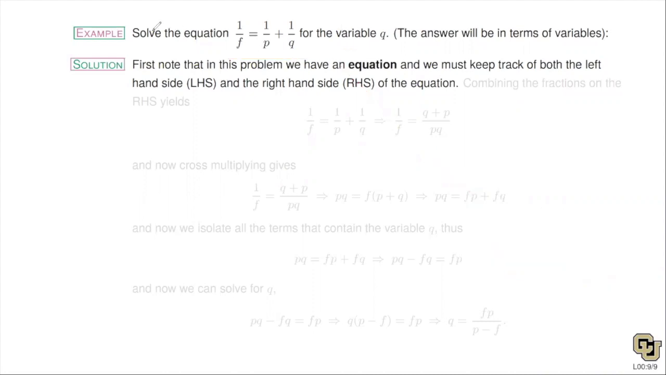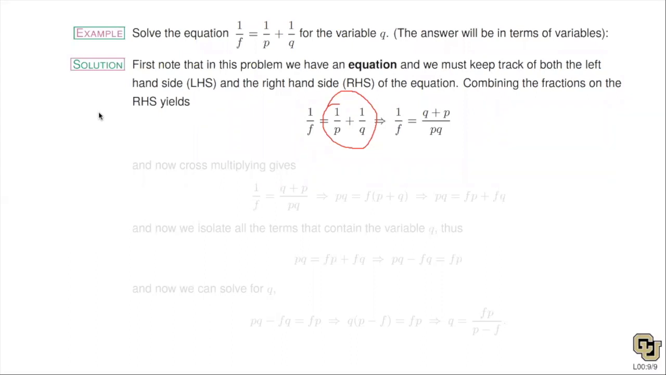What we should notice is that on the left-hand side here, there's math that can be done. These two fractions can be combined into a single fraction. I'm going to multiply the first fraction top and bottom by q, the second fraction top and bottom by p, and then we can combine them.